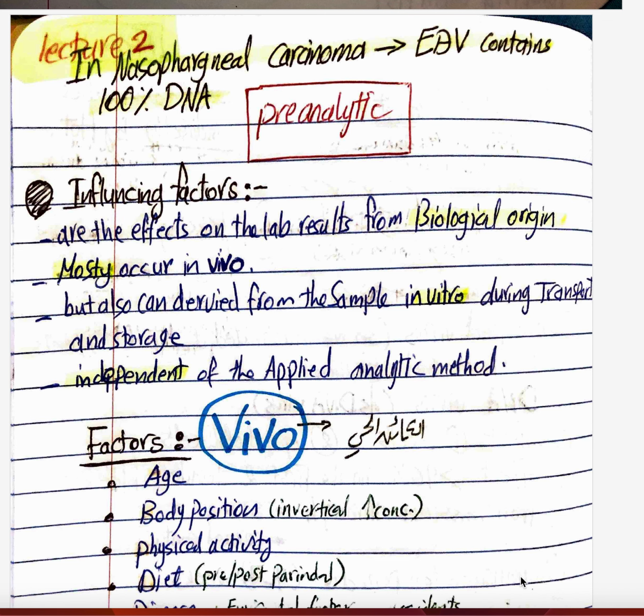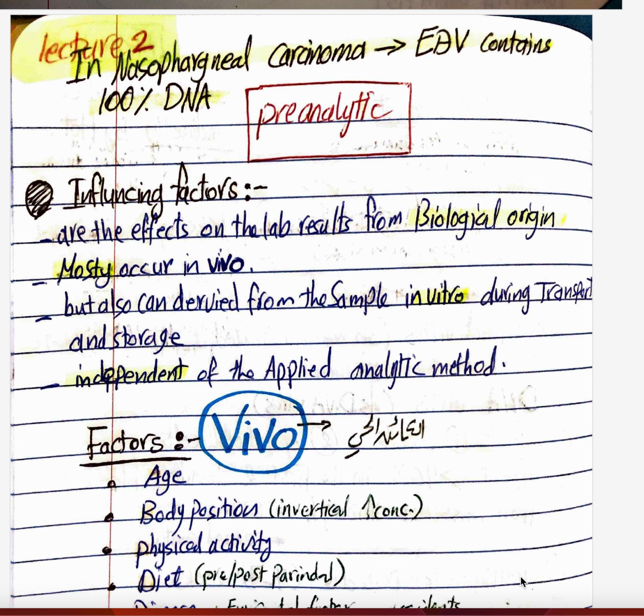And I will discuss lecture 2 of clinical chemistry. So first, because these are my notes, in the nasopharyngeal carcinoma, it's important that the Epstein-Barr virus contains DNA. Actually, the Epstein-Barr virus contains double-stranded DNA. Okay, so now we talk about what lab errors can happen.